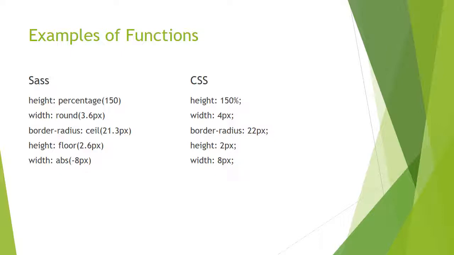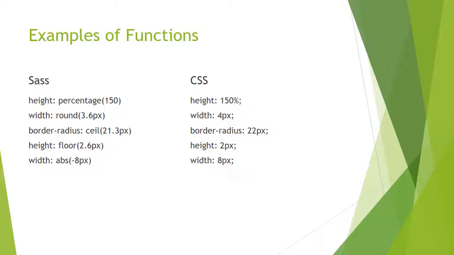All right, so we have the height. We have a percentage of 150. For the width, we have a rounding of 3.6 pixels. We have a border radius with a ceiling of 21.3 pixels, a height of a floor function of 2.6 pixels, and a width of the absolute value of -8 pixels.